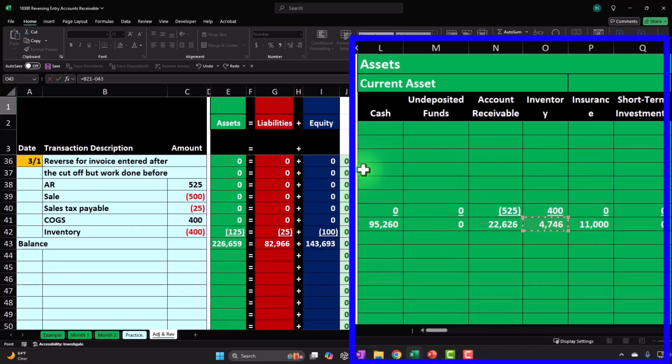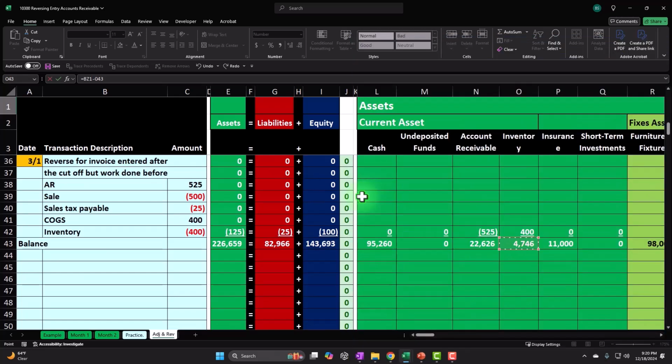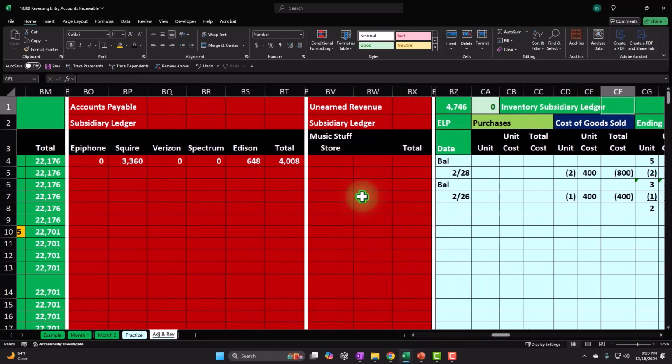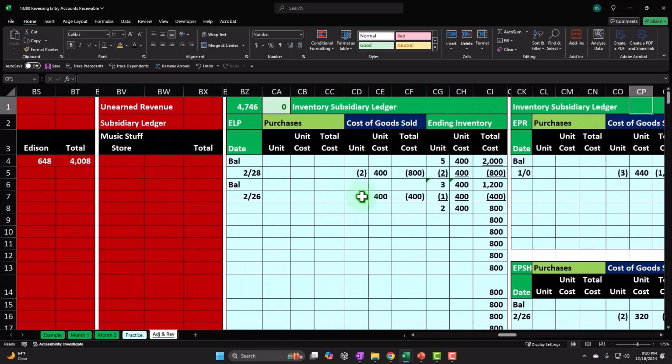All right, we're going to say 4746, enter. So now we're back in balance. So now the subledger ties out and we didn't mess up the accounting department. So we kept the subledger for accounts receivable somewhat clean, and we kept the subledger for the inventory clean, and we didn't throw them out of balance. So that's a good thing.